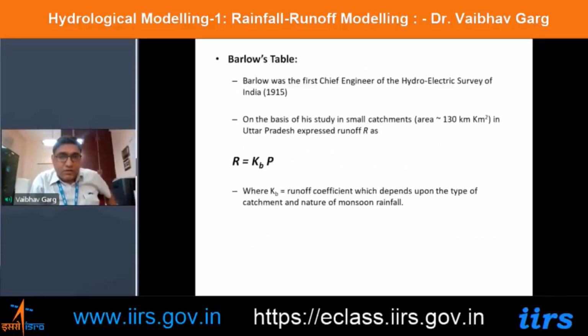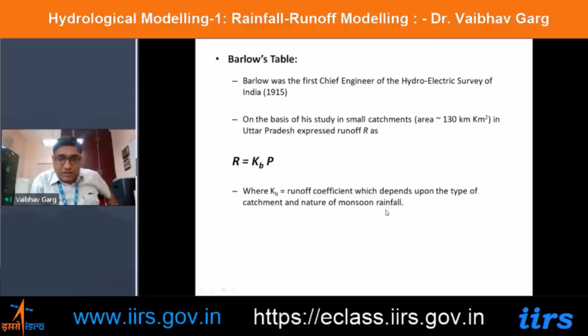Similarly, Barlow's table. Barlow was the first chief engineer of the Hydroelectric Survey of India. So he studied small catchments of around 130 square kilometers in Uttar Pradesh, and he developed this kind of relationship between the runoff and the precipitation. R is runoff, P is precipitation, and KB is your runoff coefficient, which depends upon the type of the catchment and nature of the rainfall.